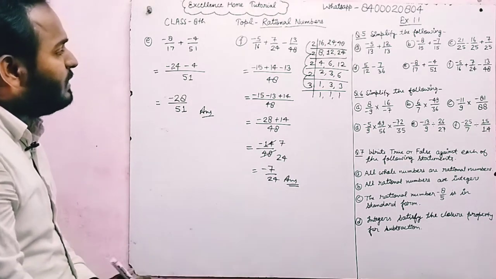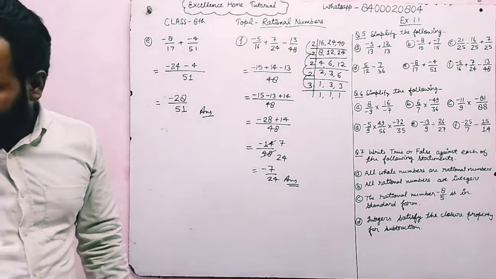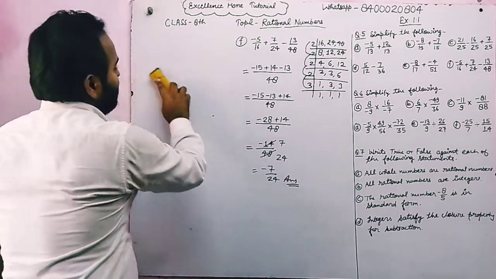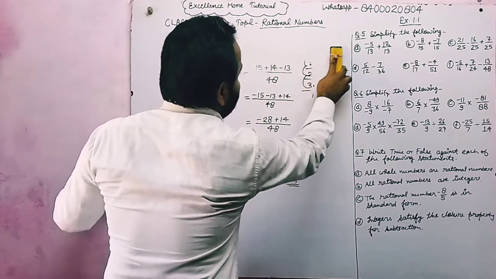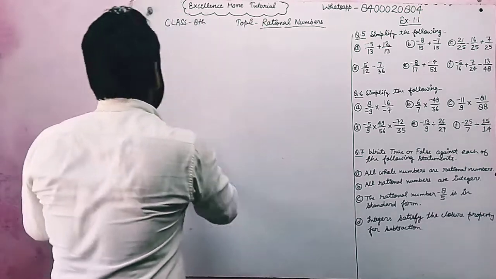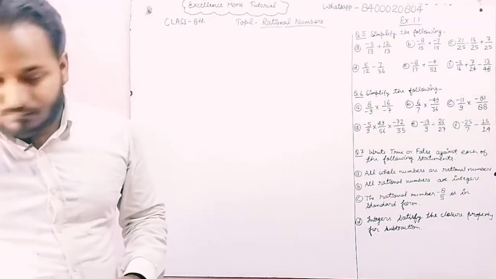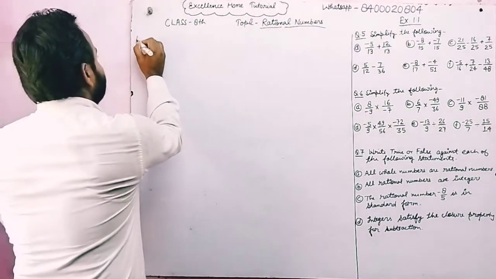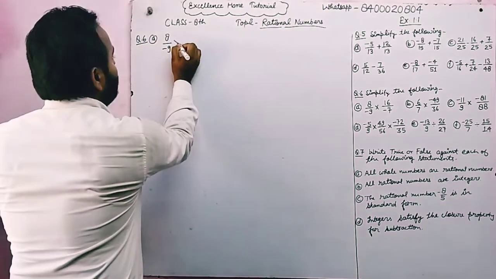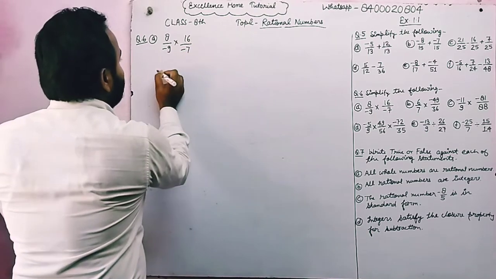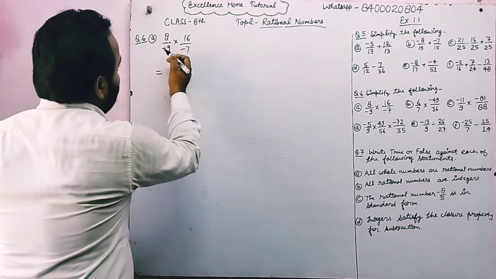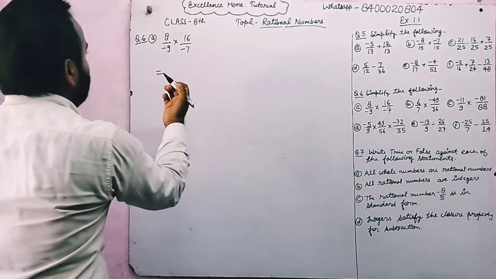Let's move on. Question number 6. In this simplification, multiplication and division signs are applied, so it's a very simple question. Part A: 8 by minus 9 into 16 by minus 7. In this, first of all, check whether the numbers cancel out or not.